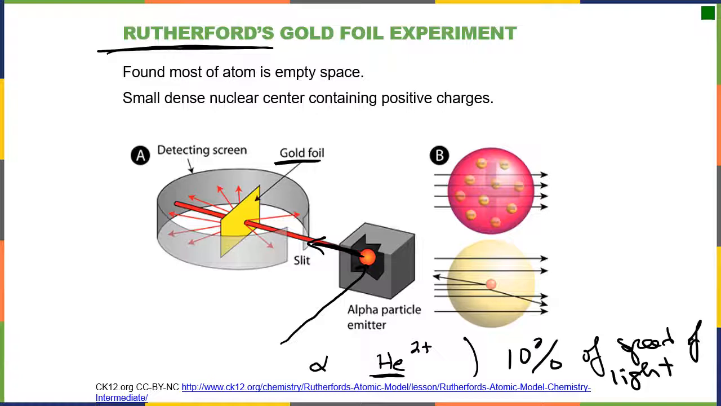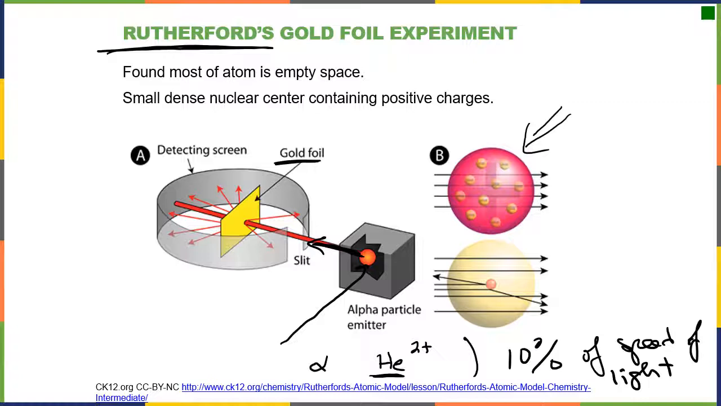So the speed of light is 3 times 10 to the 8th meters per second. These particles were about a tenth of that, which tells us we are moving pretty fast straight through a piece of tissue paper. All right, so what did he find? Well, if this was a plum pudding or chocolate chip cookie model, all these particles should have gone straight through.